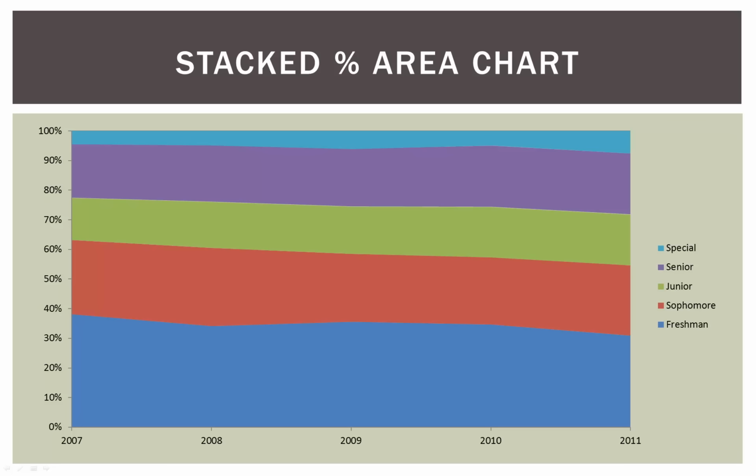So what can we say about this? Well, it seems that our freshmen and sophomores combined are taking up a smaller percentage of our overall undergraduate enrollment. And then our junior, senior, and special categories are taking up a larger percent over this time. So again, we have variation in our enrollment, but our question is, is it within just random chance variation, or is there something else going on?